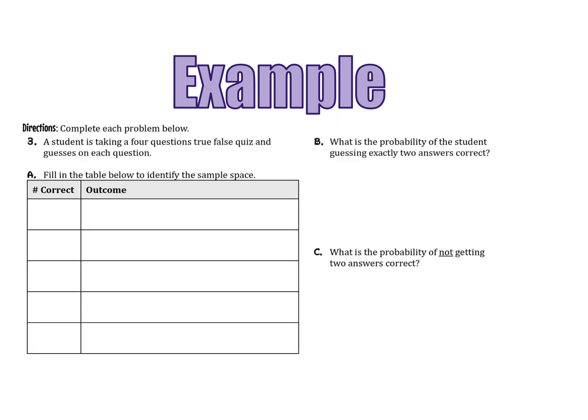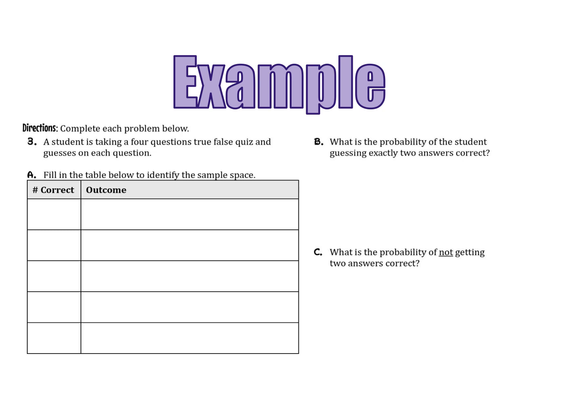Okay, so for this next example, I'm going to have you try to work through it mostly on your own and then check in and follow along with me to see how you did. But before you pause the video, let's read through and make sure we understand and we're setting everything up consistently. So number 3 says a student is taking a 4-question true-false quiz and guesses on each question. Fill in the table below to identify the sample space.